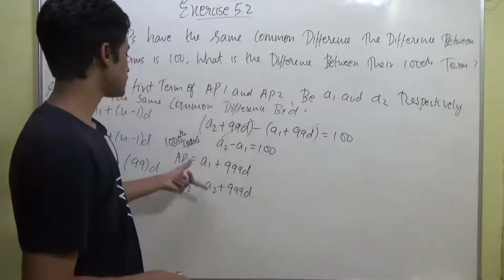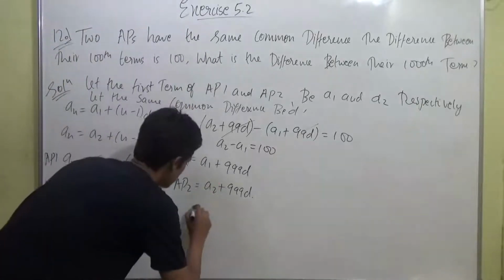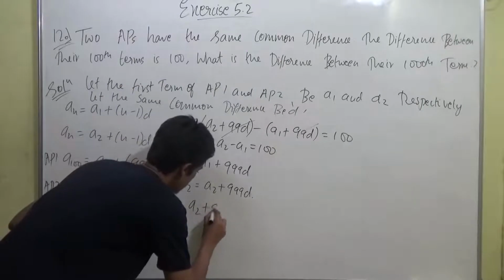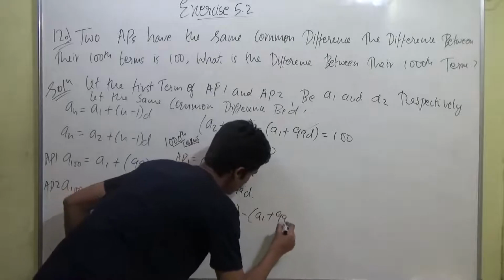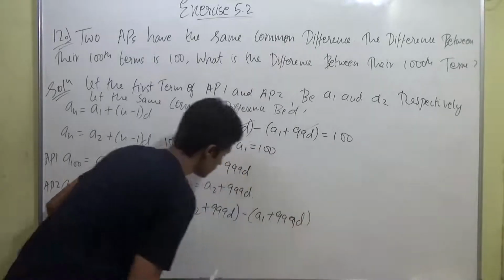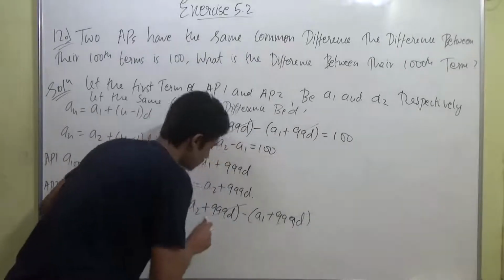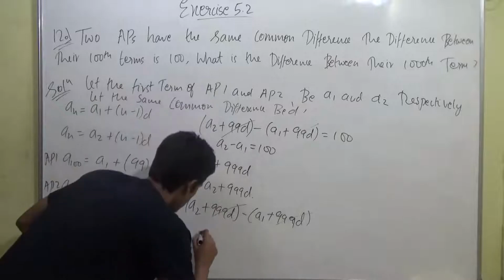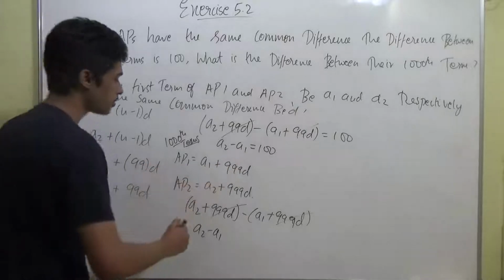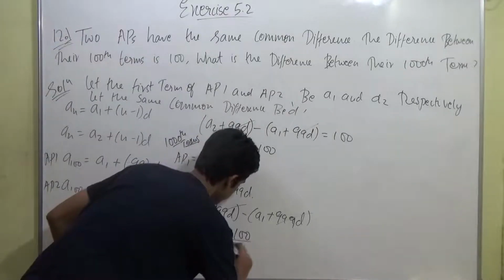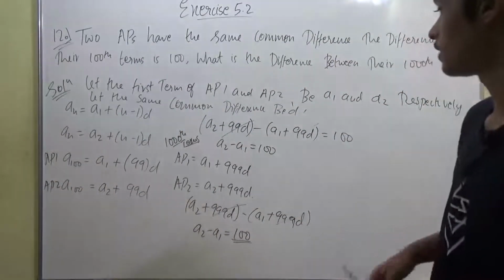So they said we have to find the difference, so we'll do the same thing. A2 plus 999D minus A1 plus 999D. Again, plus 999D and minus 999D will get cancelled, right? And what will you be left with? You will be left with A2 minus A1. So what is A2 minus A1 guys? It's nothing but equal to 100. Which means the difference between the 1000th terms is also 100 only.